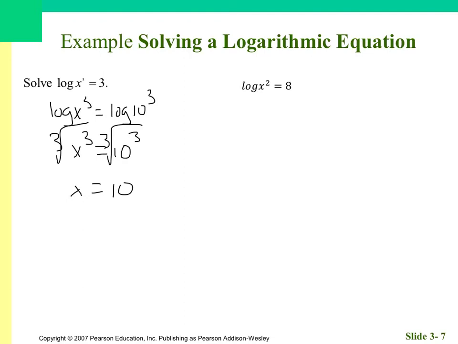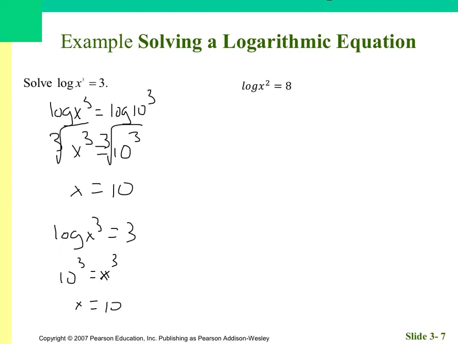So there's one way. Another way that we could do this is the base to the exponent equals the number. So if we did that here, so the base is 10, the base to the exponent equals the number. So base, exponent equals the number, same thing. Cube root, you get x equals 10.